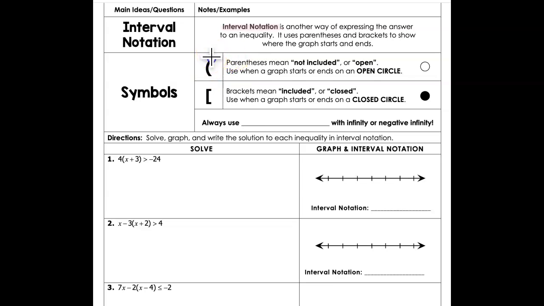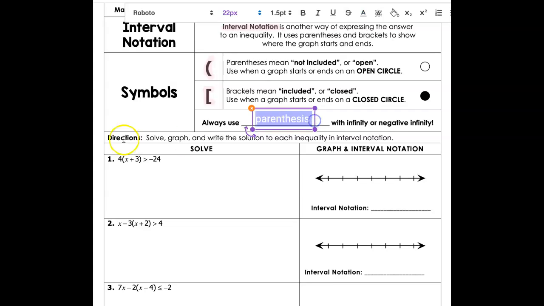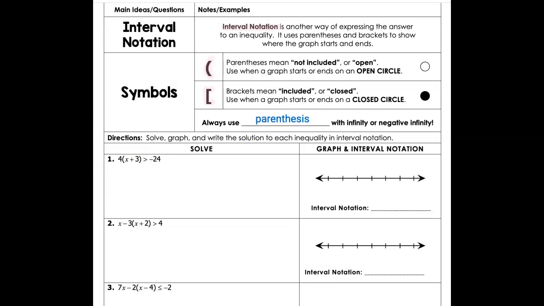We're going to use parentheses around a number if it is not included. So that means that there is an open circle, the inequality sign is not underlined, and then we're going to use brackets when the number is included. So that would be a closed circle on the number line. This means that the number is included. And then since infinity, we don't really know what infinity is equal to, it can never technically be included, and so we are going to use parentheses for positive or negative infinity.